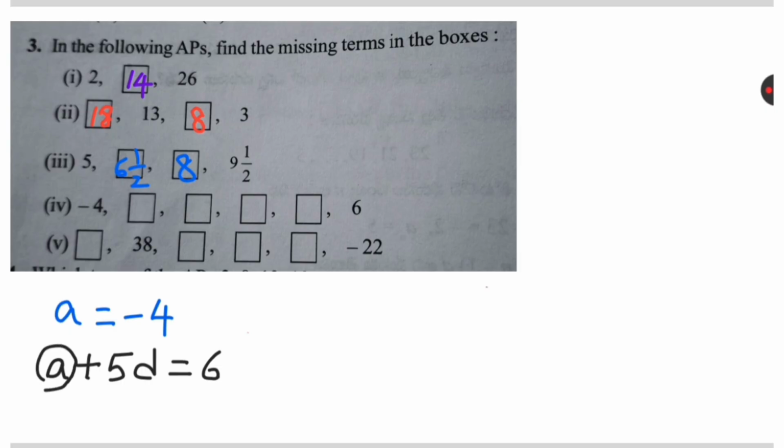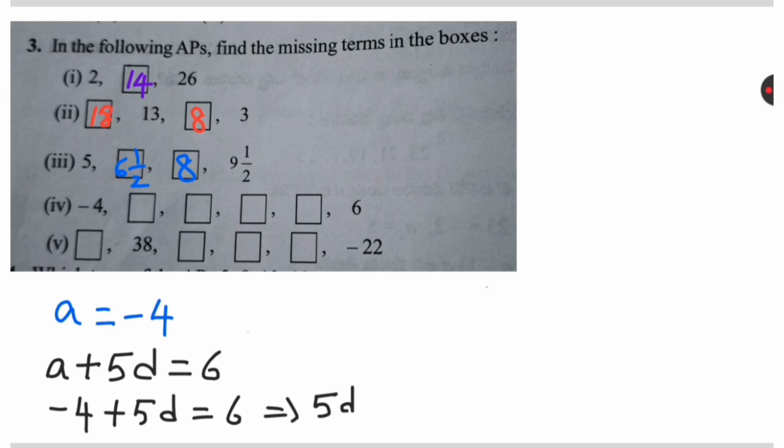So the given a value is minus 4. So let's write it here, minus 4 plus 5d, that is equal to 6. If you add plus 4 on both sides, then we are going to get 5d equal to 10. So the d value is 2. Using these a and d values, we can easily write the second, third, fourth, fifth terms.